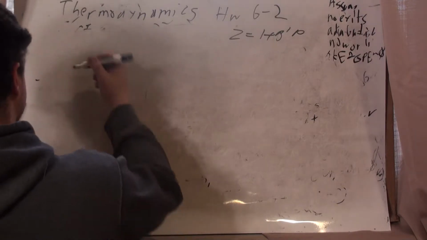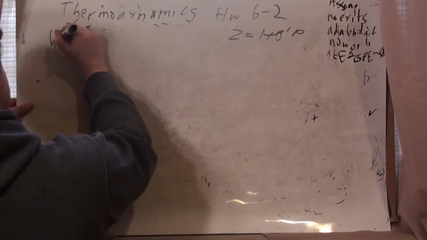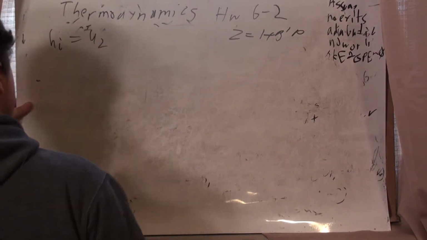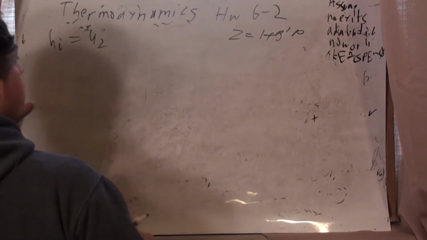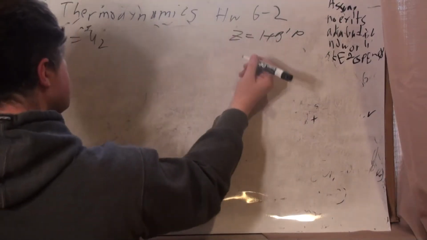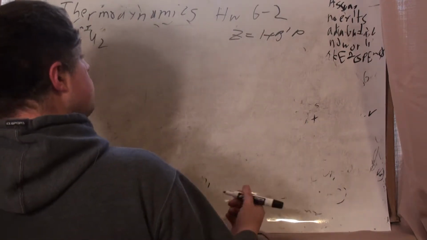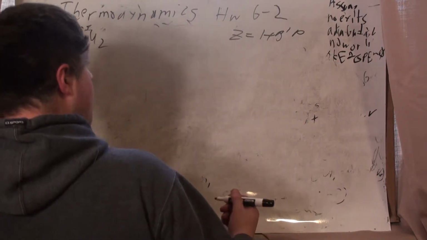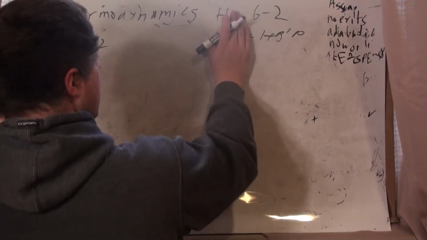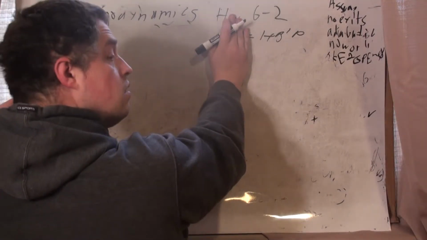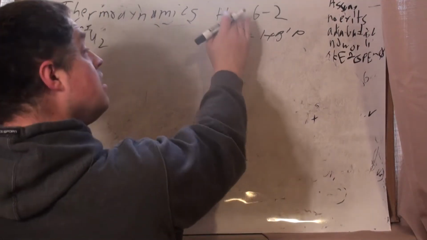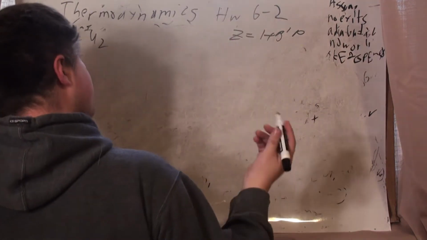Alright, so I have H_i equals U_2. Okay, I'm going to rearrange this. First of all, let's deal with z. So z equals this. Well, we need to get it in terms of stuff. If we cover that up, what do we have? That's right, we have P's. So we just need to get this in terms of V equals.